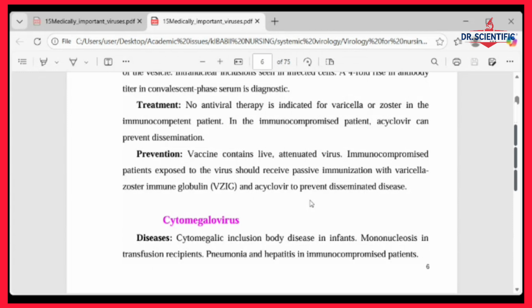There is a vaccine for varicella, and it contains live attenuated virus. These vaccines can be administered to people who are vulnerable, like immunocompromised patients, to protect them from adverse signs or disease manifestation. When you give passive immunization with the varicella zoster immunoglobulin, VZIG, plus acyclovir, it can be used to prevent dissemination in compromised patients.